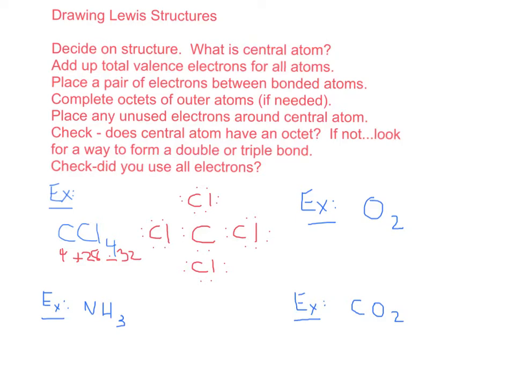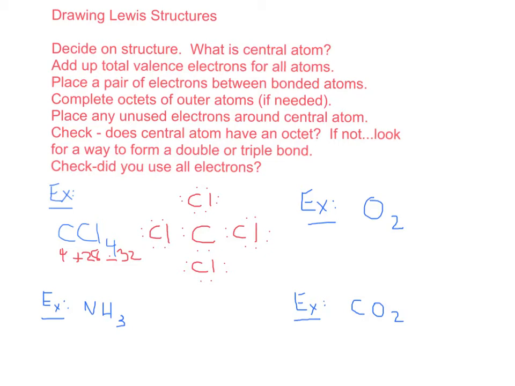So we want to check, does our central atom have an octet? Yep. Mr. Hunter already said that it does. Do our outer ones all have octets? They all have octets. And now the final check is, did we use all 32 electrons? The answer is we did. If you count them, there's 32. So that is a correct Lewis structure for carbon tetrachloride.